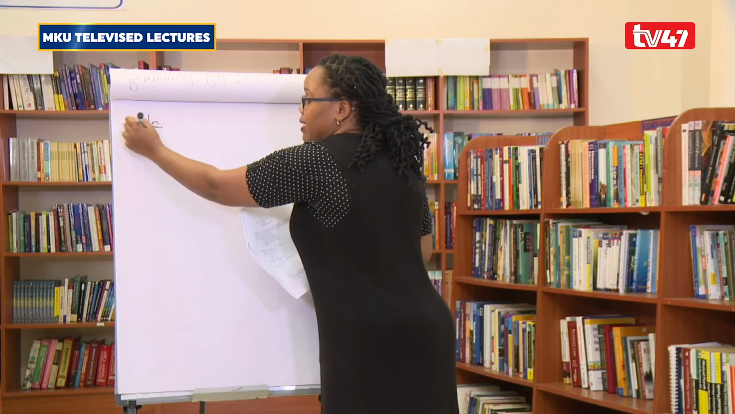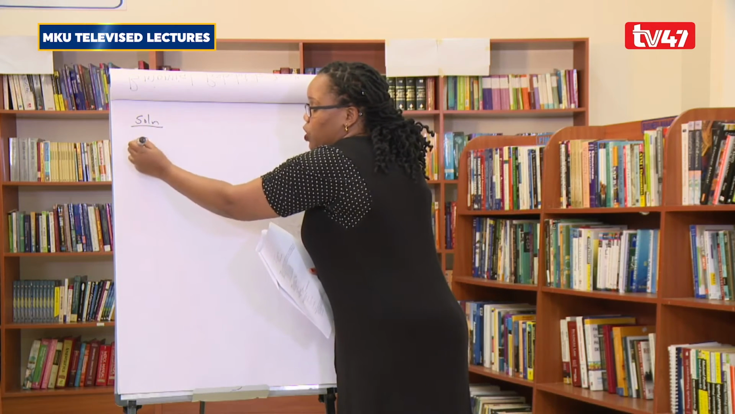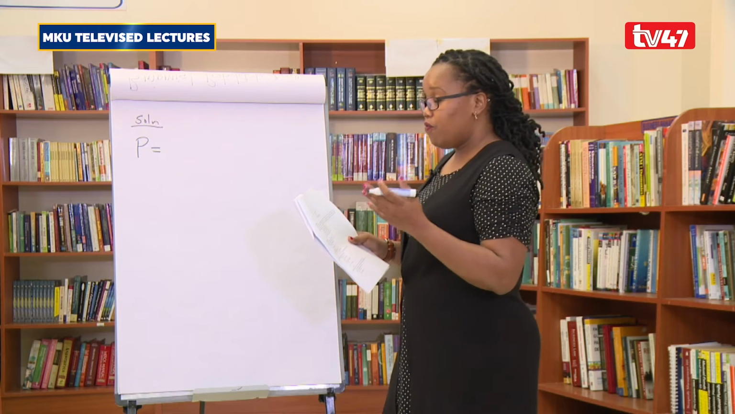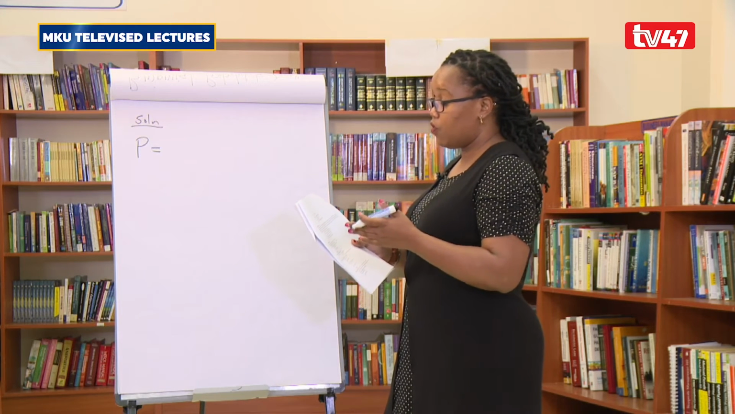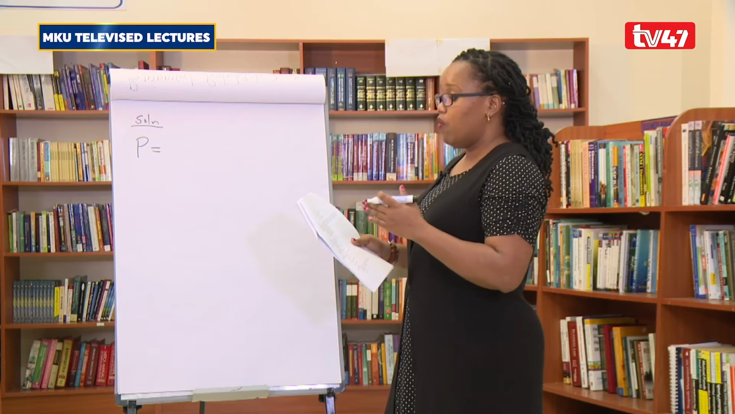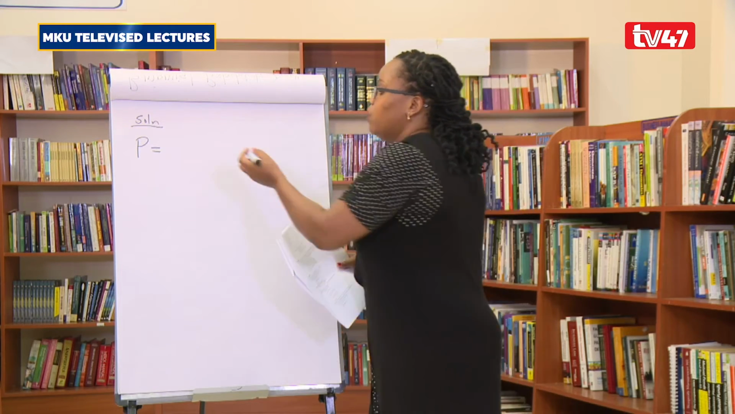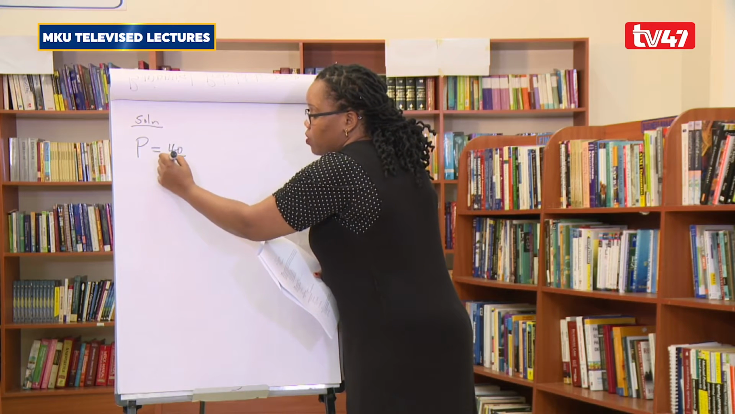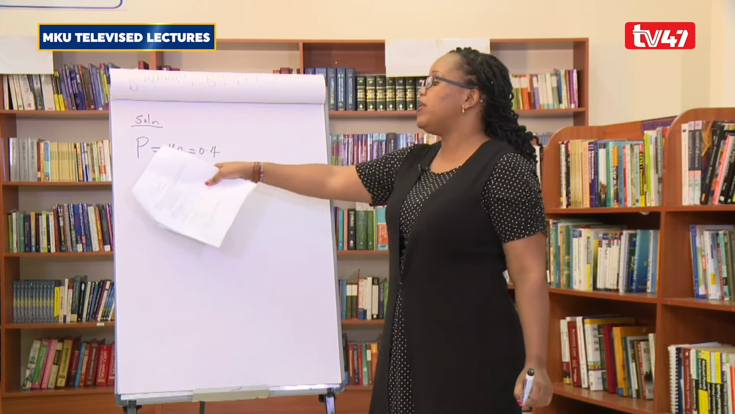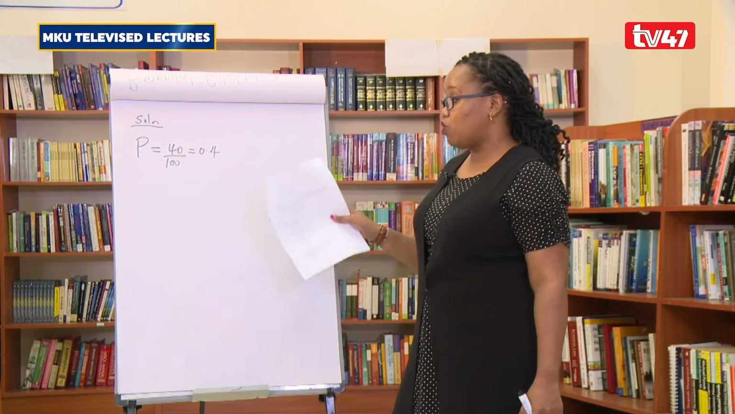Okay, so from the data, our probability of success, which is P, is what? 40 over 100, which is 40%. We want to convert it into values that range between 0 and 1 because it's a probability, which gives us 40 over 100, which is the same as 0.4. So our probability of success, finding an infected person, is 0.4.